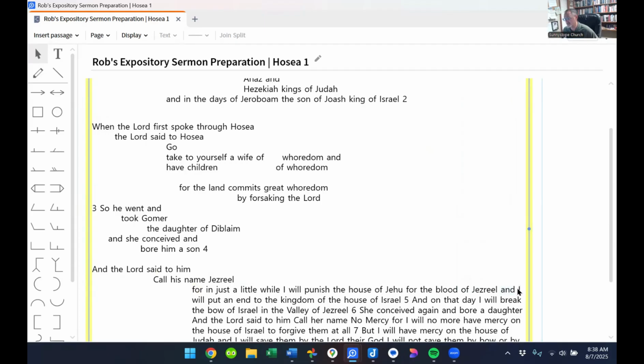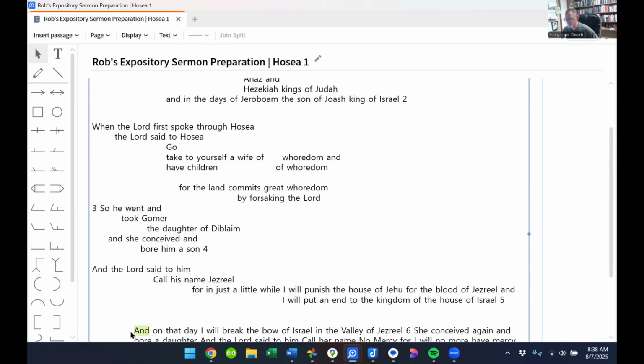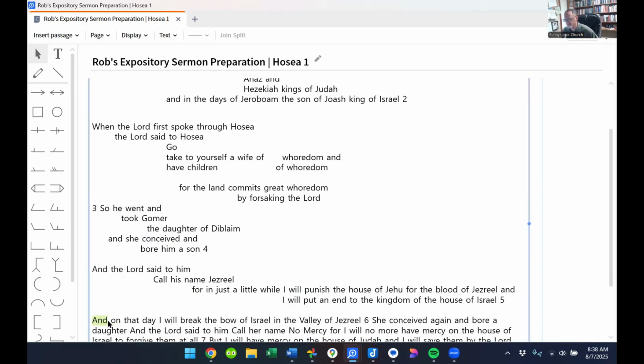That's one long sentence. And then we have a second thing that God is doing here. We'll line that up. I will put an end to the kingdom of the house of Israel. So again, you can see parallel ideas there. The clause is basically an echo. I will punish and put an end to the house and the kingdom. So it emphasizes it, and poetically it lines up quite nicely.